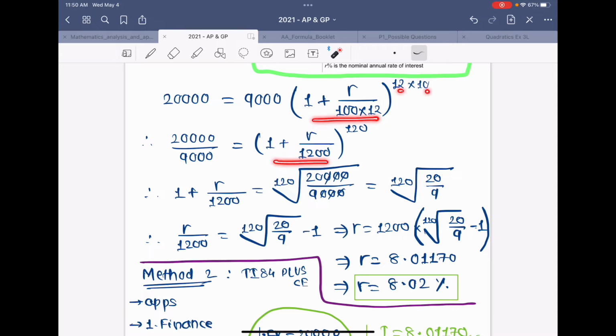12 times 10 is 120. Whenever you want to remove this power, we always take an nth root. Now this is 120. So if I want to remove this 120 because I want to find R, take the 1/120th root of both sides. So you can see 1 plus R over 1200 as it is, and I'm taking the 1/120th root of 20,000 over 9,000. Zeros cancelled, I'm getting the 1/120th root of 20 over 9.